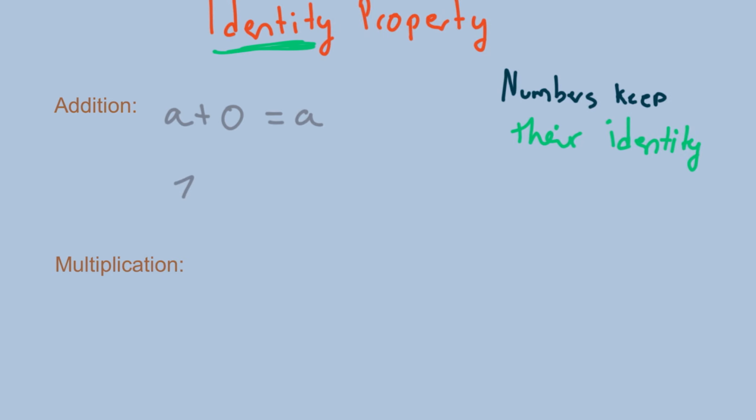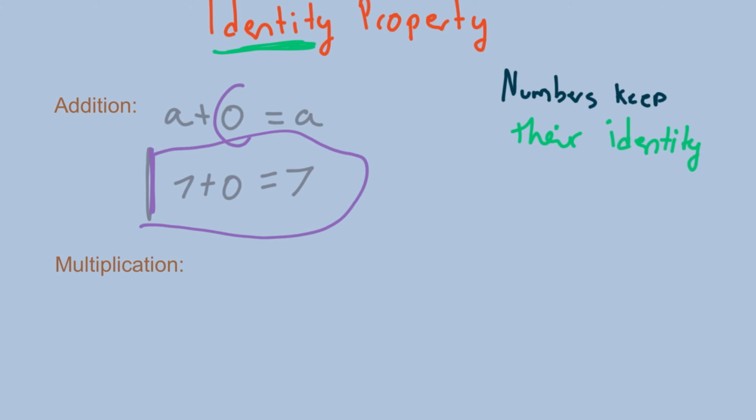For example, 7 plus 0 is just equal to 7. I'm just going to put that in a different color here. Multiplication, same thing, except it's not 0, it's A times 1 is equal to A. So what this means is, let's see, 21, whatever, it does not matter, times 1 is just the same thing.